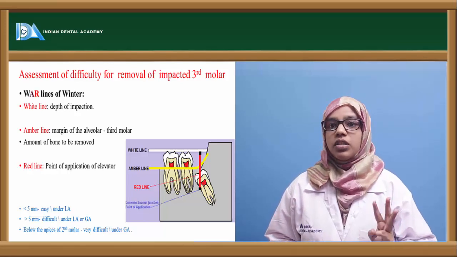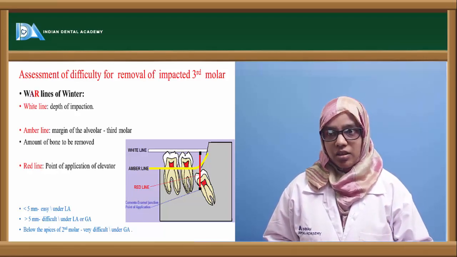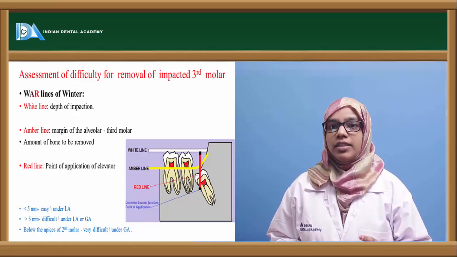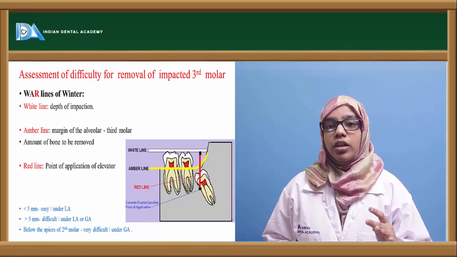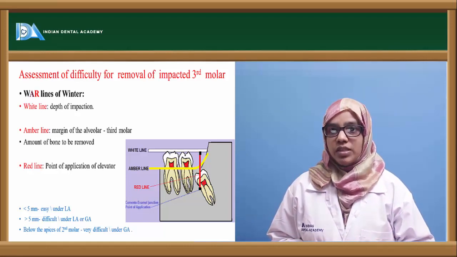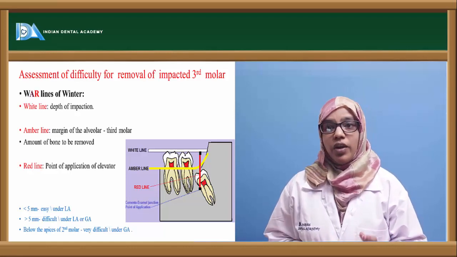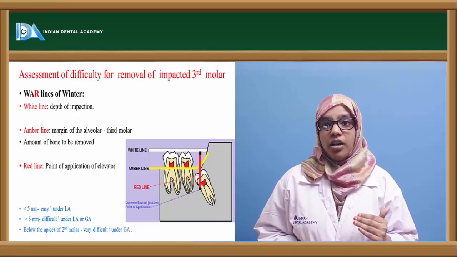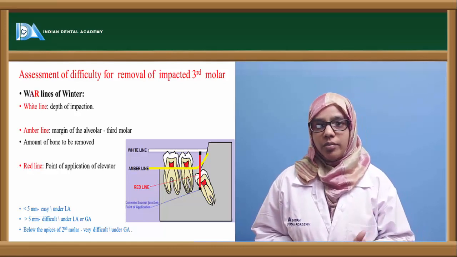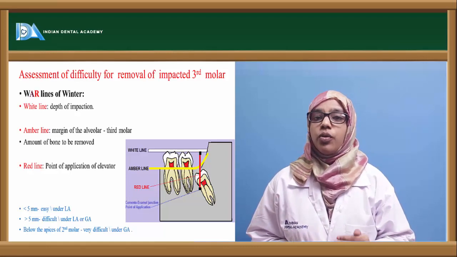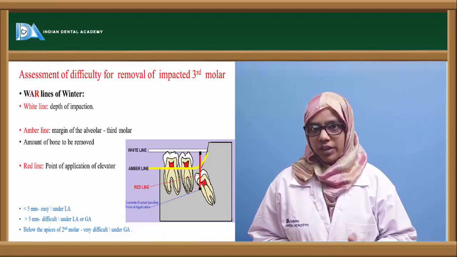Now Winter has given these three imaginary lines. W stands for the white line, which is nothing but the occlusal surface of the molar extended behind. A stands for the amber line. This will correspond to the interseptal bone present between the molars and extend posteriorly to the anterior ramus. Then R stands for the red line, which is nothing but an imaginary line drawn perpendicular to the amber line. It will denote the path of placement of an elevator.